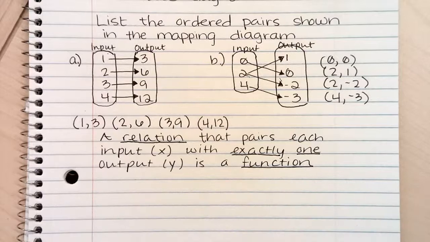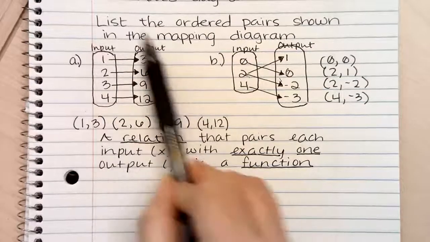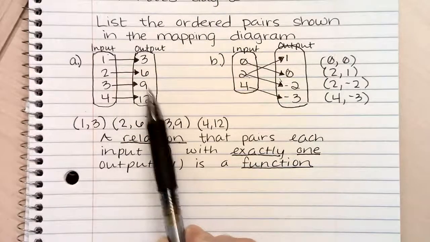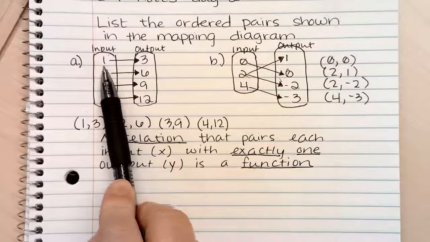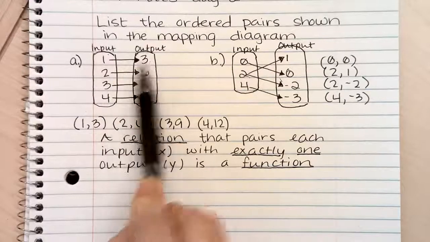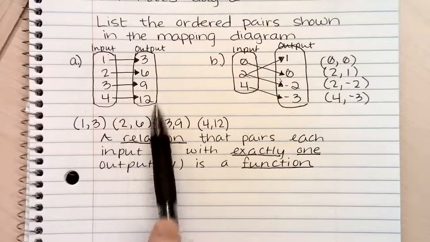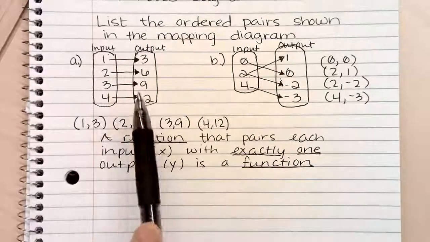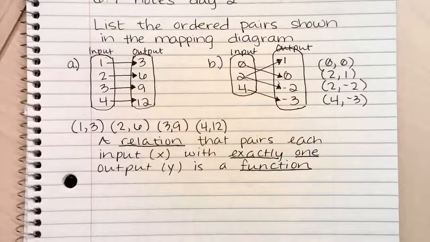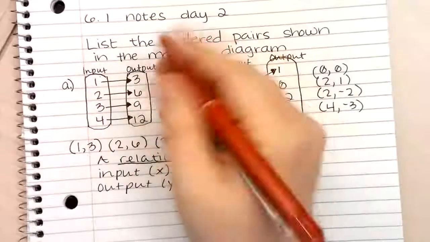What that means is this relation is a function. Every single X value or input has 1 output. 1 has 3, 2 has 6, 3 has 9, 4 has 12. Each input has exactly 1 output. So this is a function.